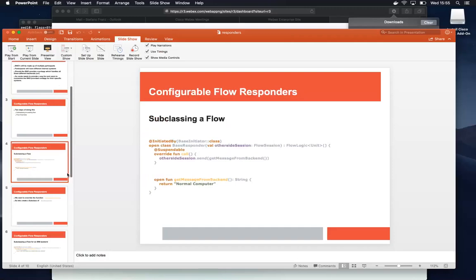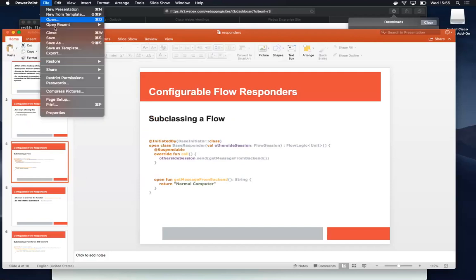Okay, so the other one is on the Docker images. It's even shorter than this one. So let's see. How do I open?